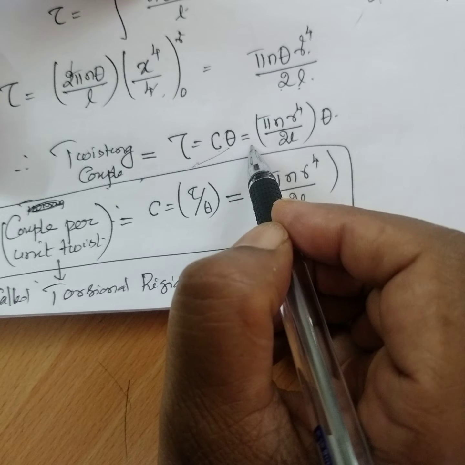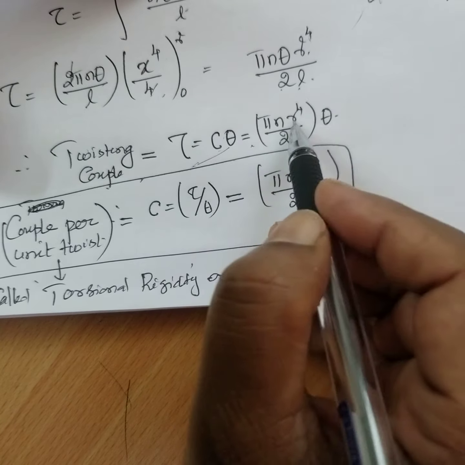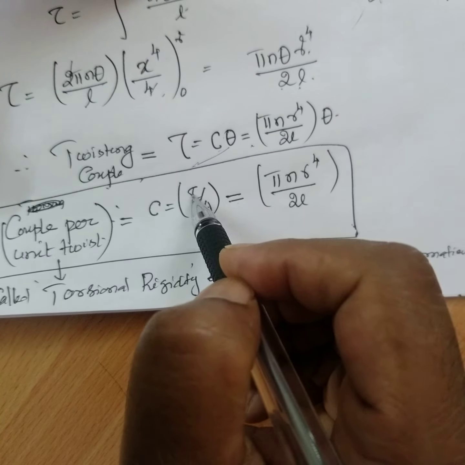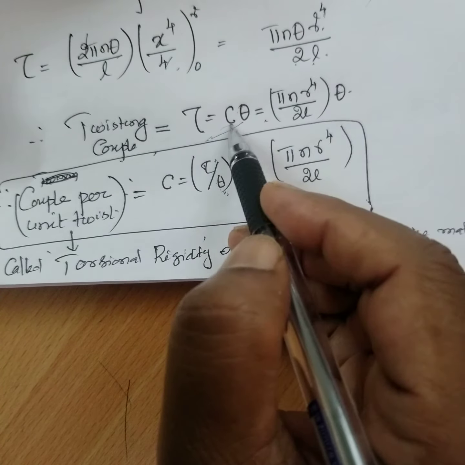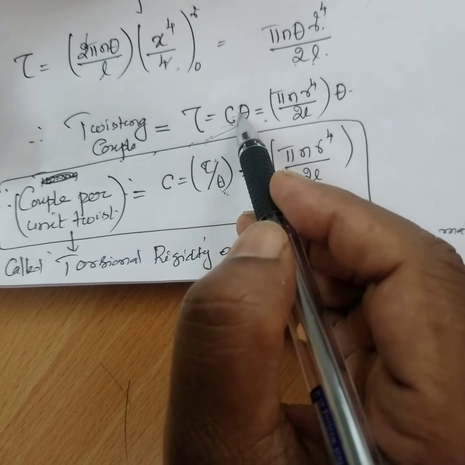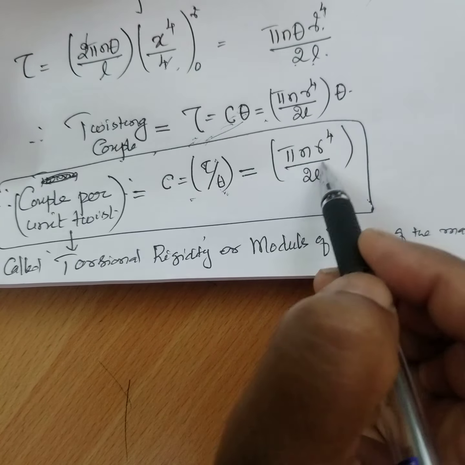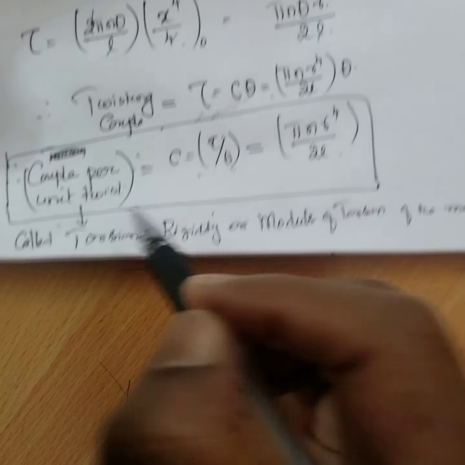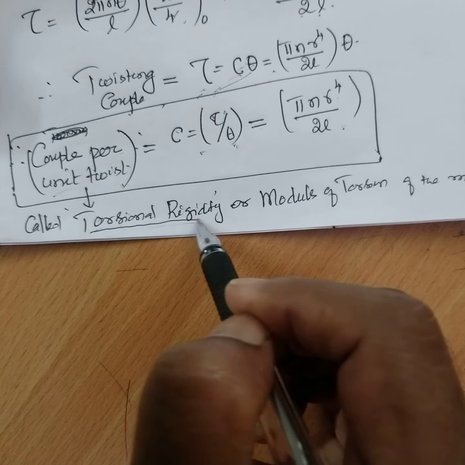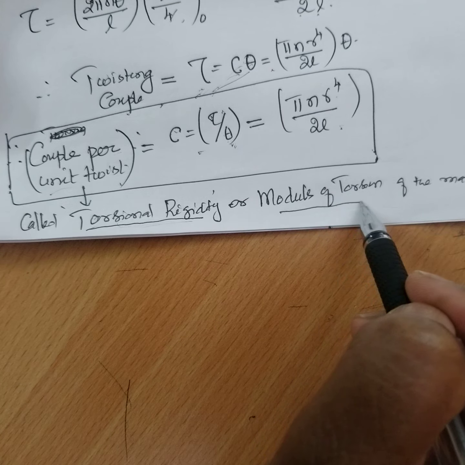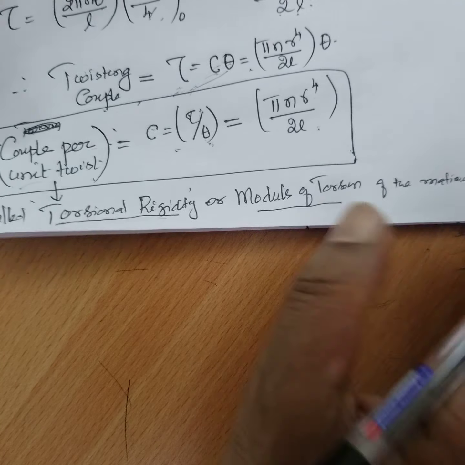It is equal to c theta. Theta I am isolating. Therefore, couple per unit twist is equal to pi this one. Therefore this is also called torsional rigidity. Couple per unit twist is also called torsional rigidity or modulus of torsion of the material.